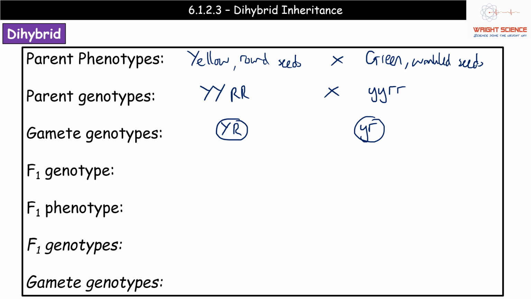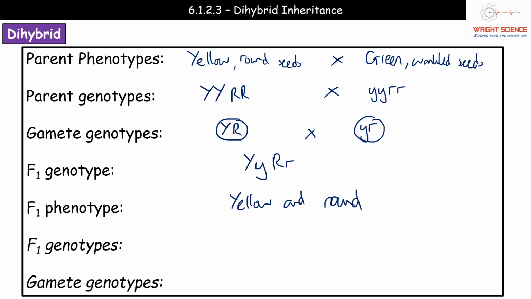Then what we need to do is have a look at that F1 genotype. Because these are being inherited together, all of them are going to have one capital and one lowercase y, one capital R and one lowercase r. Because of this, they've got one dominant allele in each case, so their F1 phenotype will be yellow and round. And all of them will be yellow and round seeded.